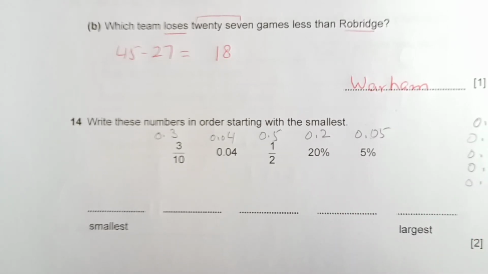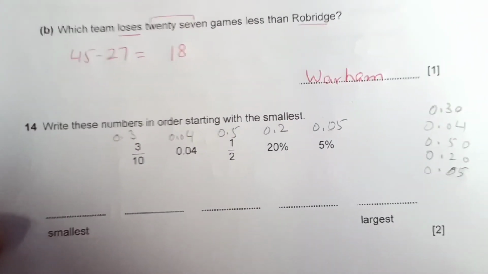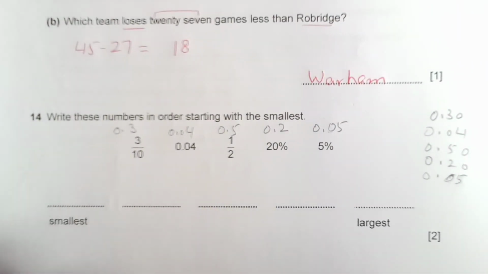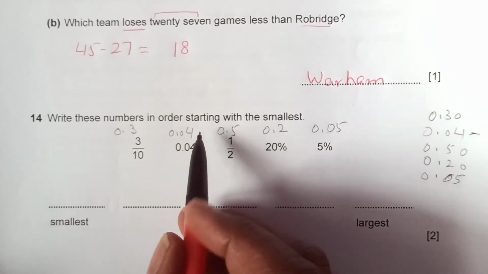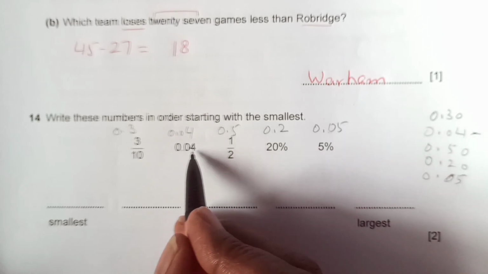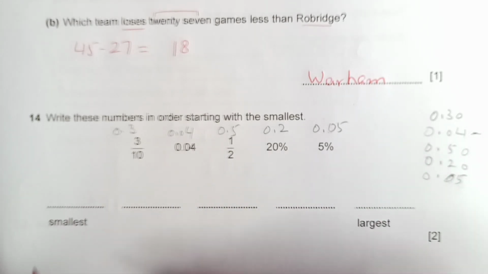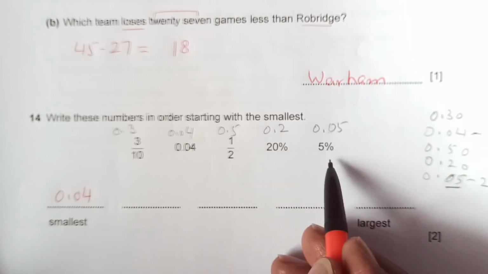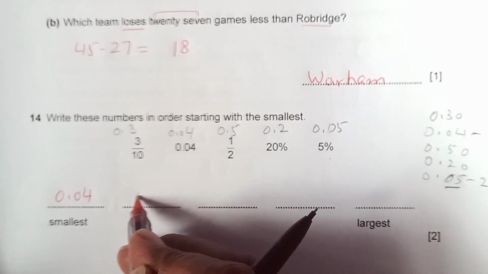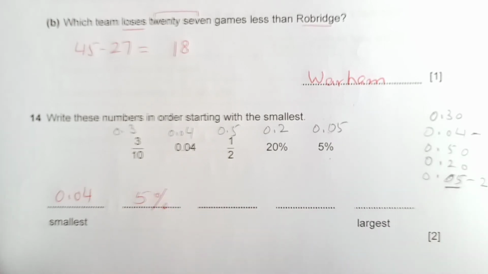So which one out of these is the smallest? So this is the smallest one here, 0.04. So we need to see if this is our number 1, 0.04. So we will write down here 0.04. After that we have 0.05. This is at number 2. 0.05 is this 5%. So we will write down here 5%.